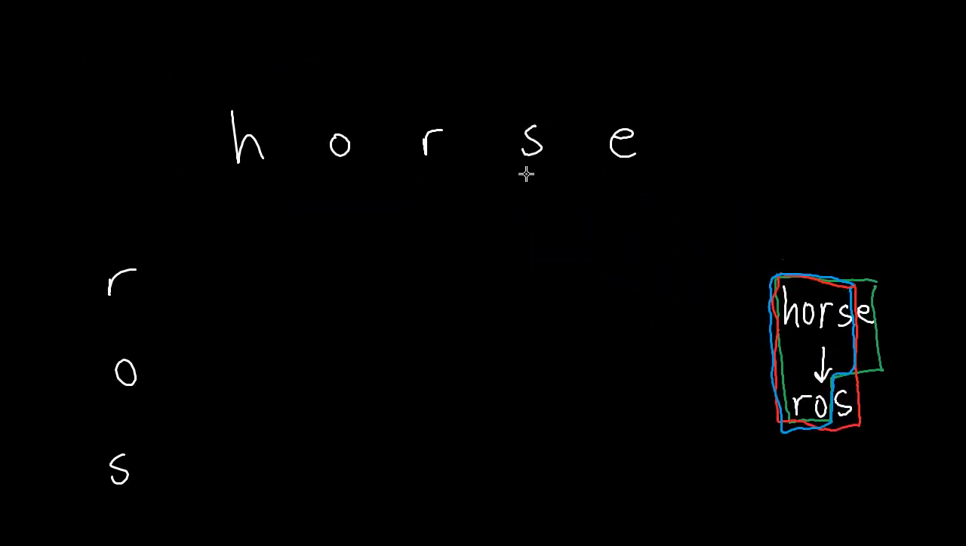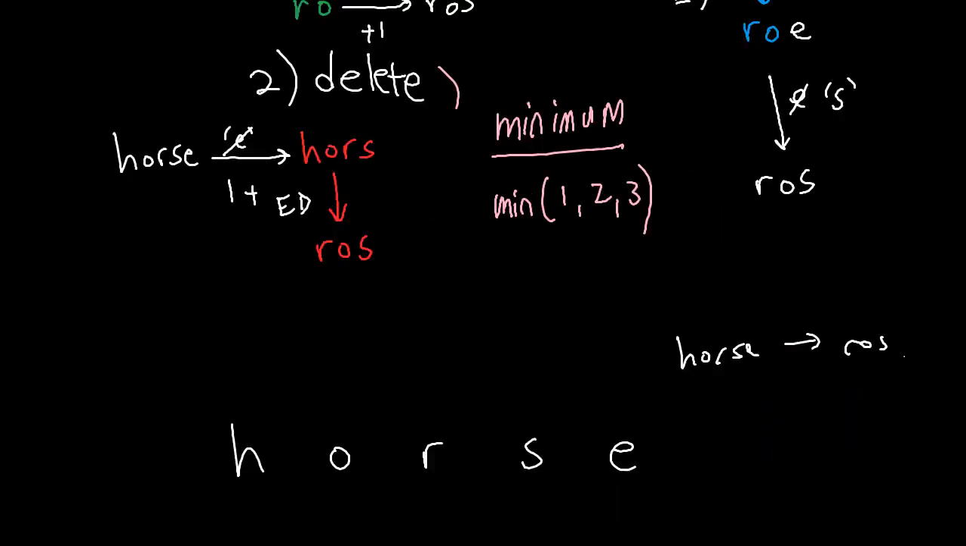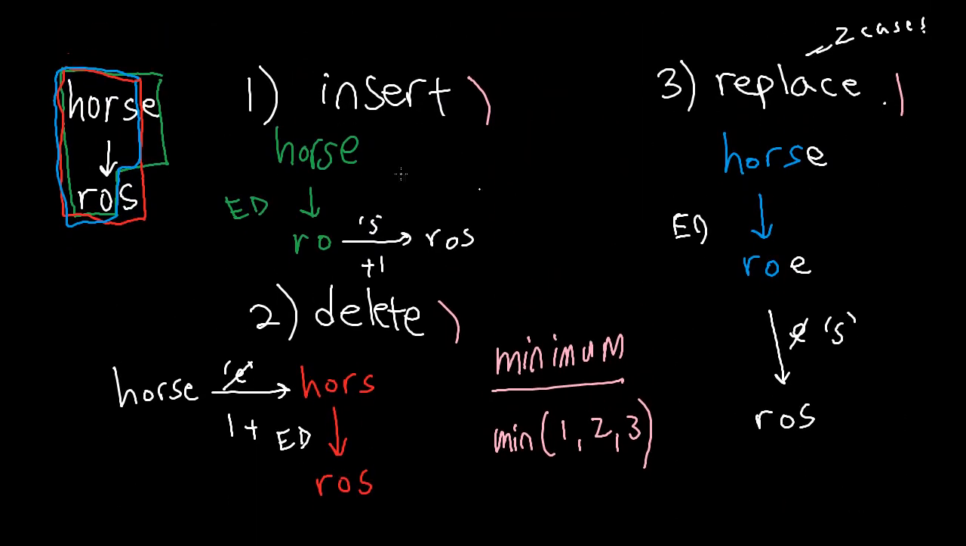So on a grid, where each cell means how do you convert from, for example, let's say this cell right here. This cell right here tells me how do I convert from horse into row. So our goal is to figure out the solution to this. How do I go from horse into Ross? And we just said that in order to solve that problem, we need to solve these three subproblems and pick the minimum plus 1 out of them.